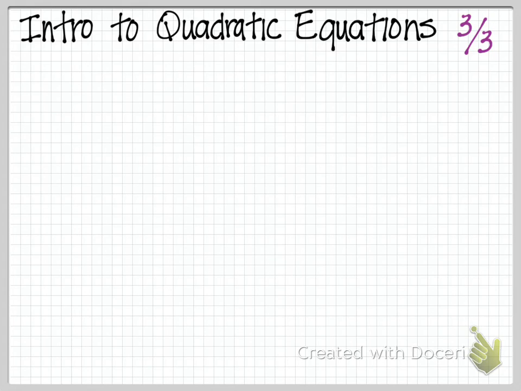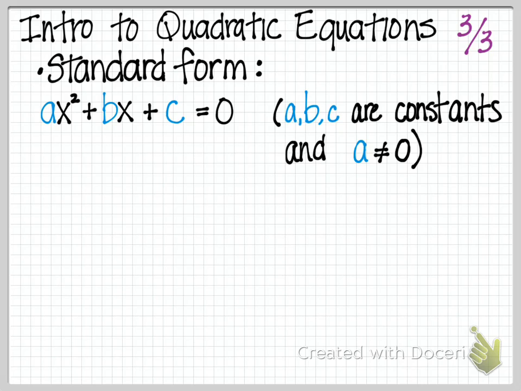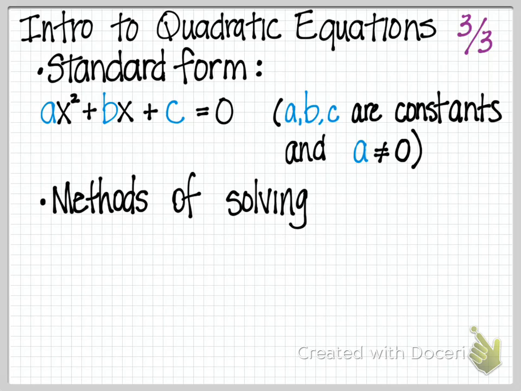This is the third of 3 lessons on the quadratic equation, most specifically on how to solve quadratic equations. Recall that we're talking about the quadratic equation in standard form, where we have ax squared plus bx plus c equals 0, where a, b, and c are constants, and a does not equal 0. We've talked about that there's 3 main methods of solving.